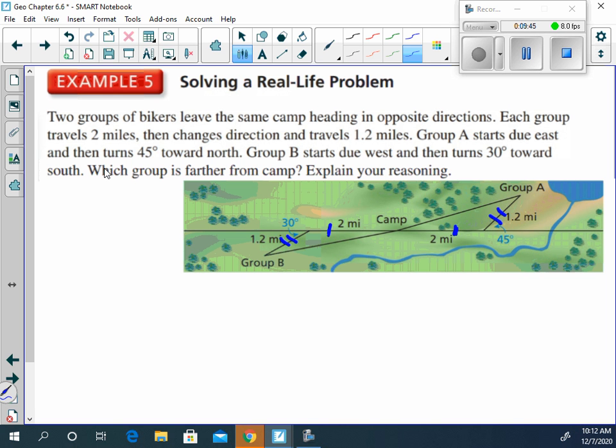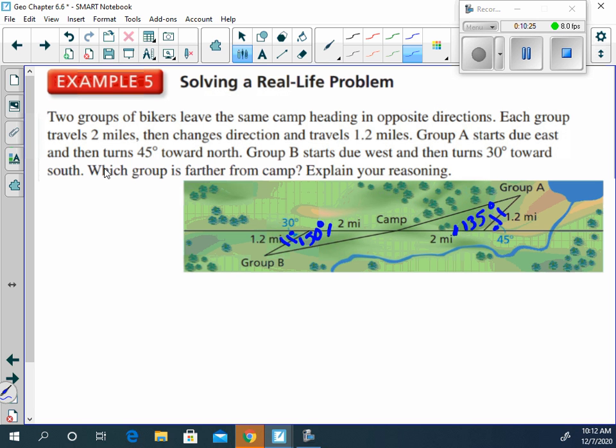Now group A starts due east, then turns 45 degrees north. And group B starts due west and then travels 30 degrees south. Now our angles are going to be 150 and 135. Because when we talk about a change in that direction, north, south, what they're really saying is from this direction here that this angle over here on the outside is 45, this angle out here is 30. Well, they make a straight line, yes?